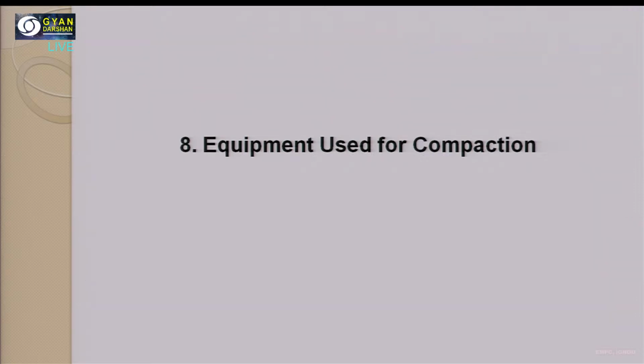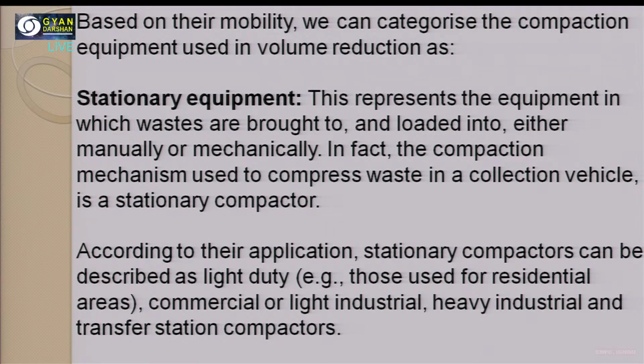So, equipment used for compaction. Based on their mobility, we can categorize the compaction equipment used in volume reduction as stationary equipment. These represent the equipment in which waste is brought to and loaded into either manually or mechanically. In fact, the compaction mechanism used to compress waste in a collection vehicle is a stationary compactor. According to their application, stationary compactors can be described as light duty, which are used for residential areas, commercial or light industrial, heavy industrial, and transfer station compactors.